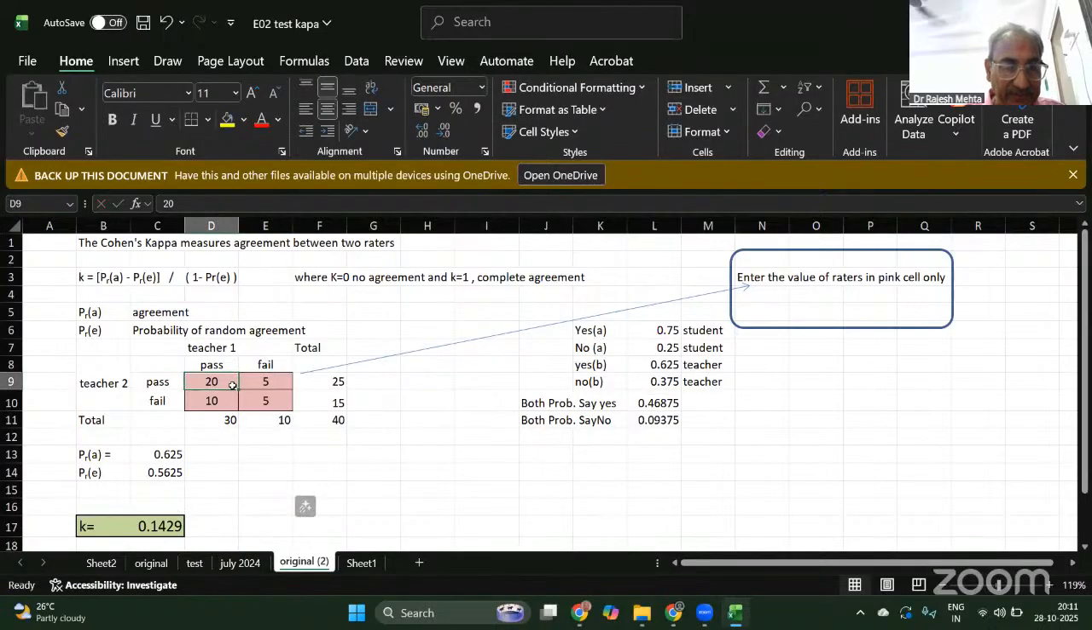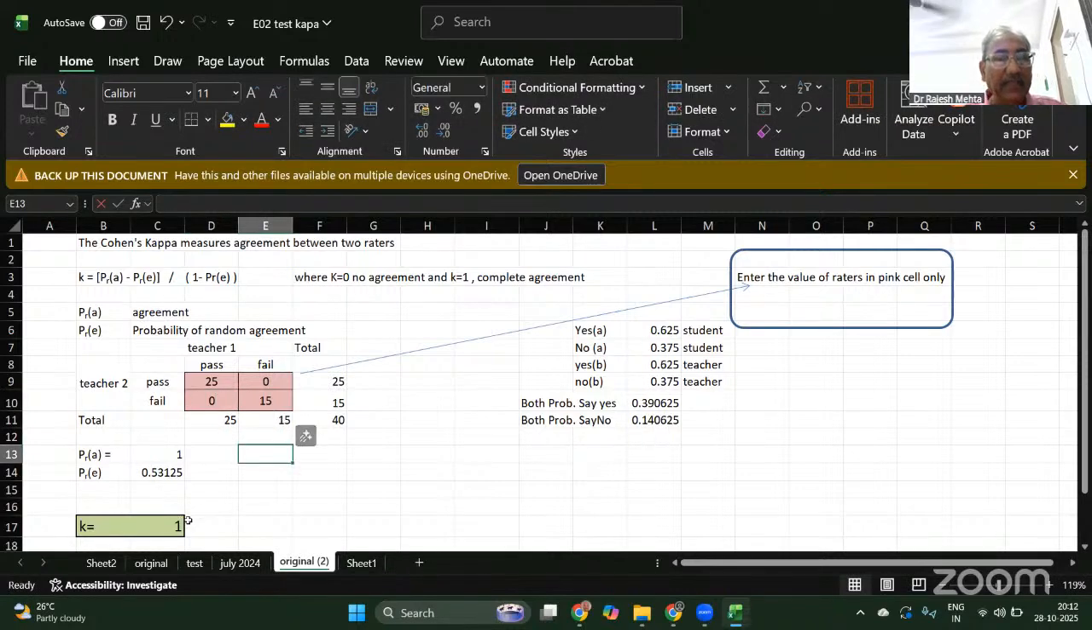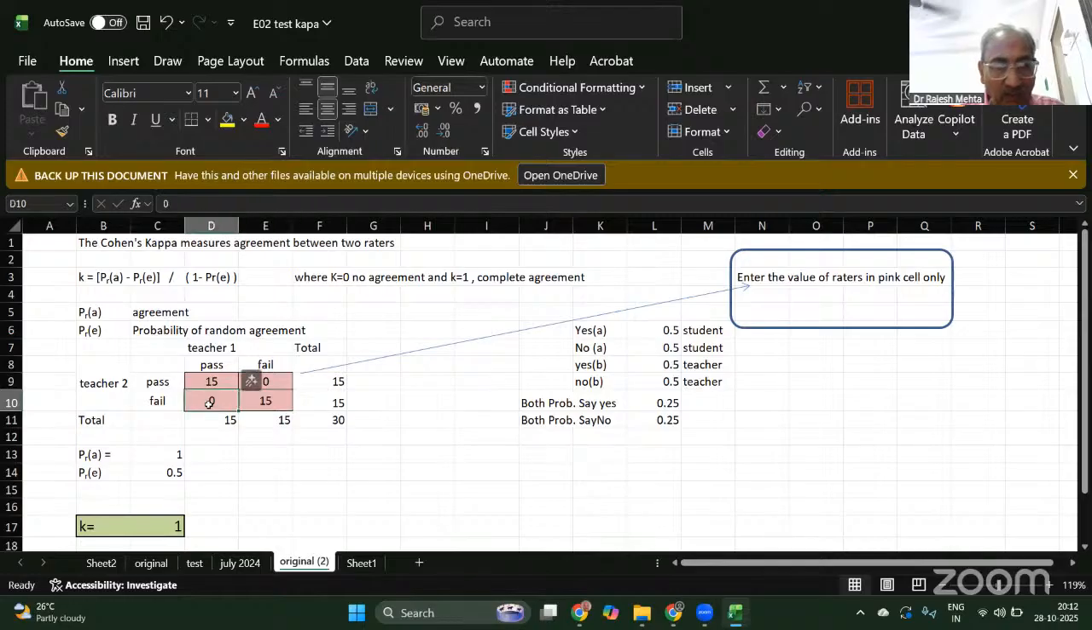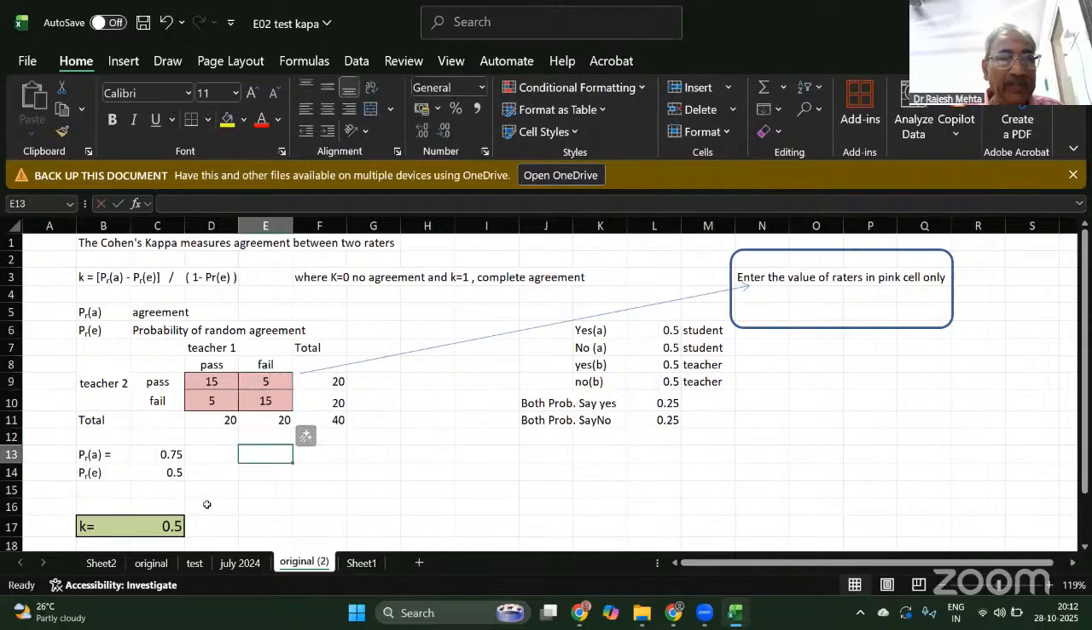Suppose you keep it like this: 25 and 50, yes, 0, yes, 0. Then the agreement is 100%. An agreement of one means 100%. But if you look at data like this, 15, 15, 5, and 5, then you can say it is 0.5, where half is agreement, 50% agreement.